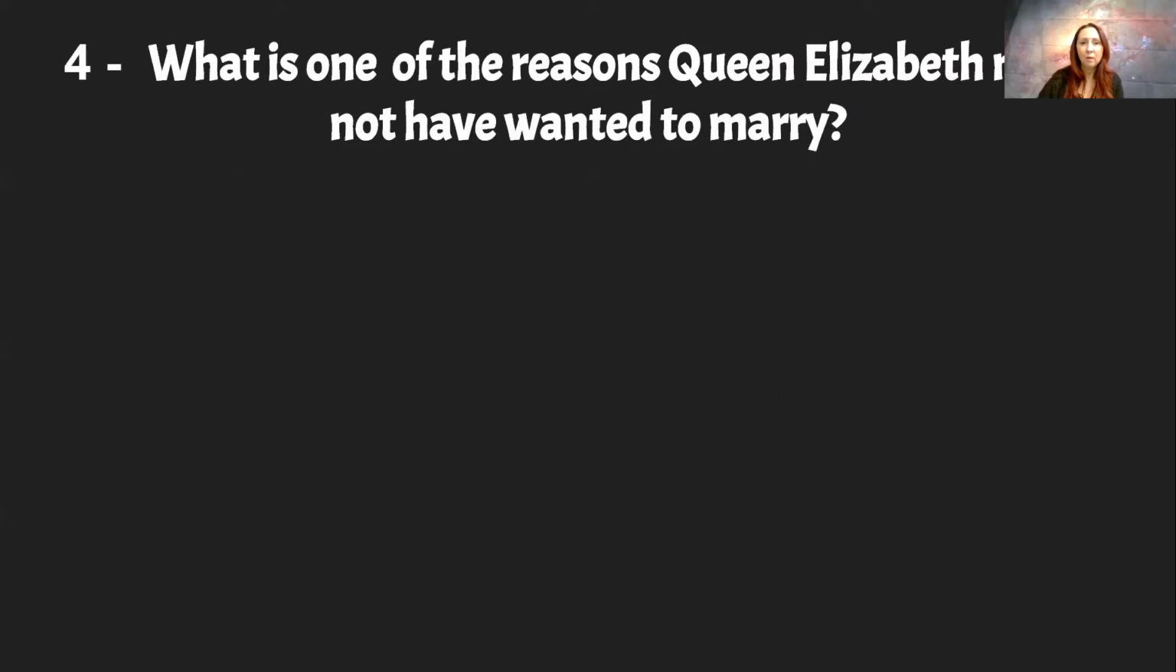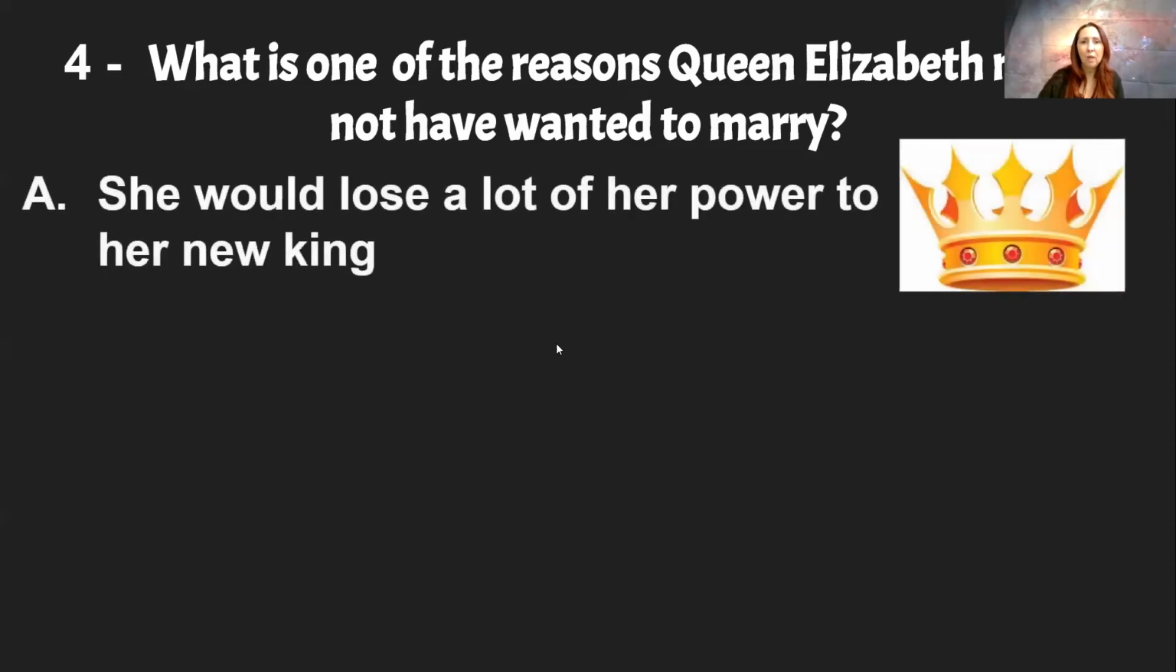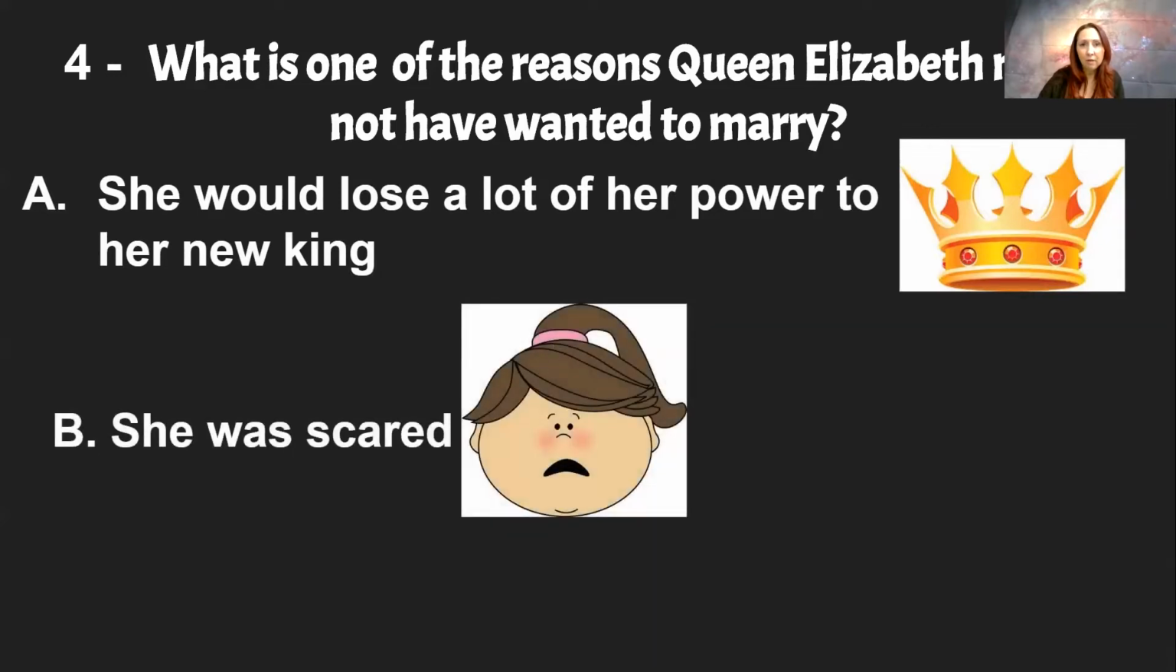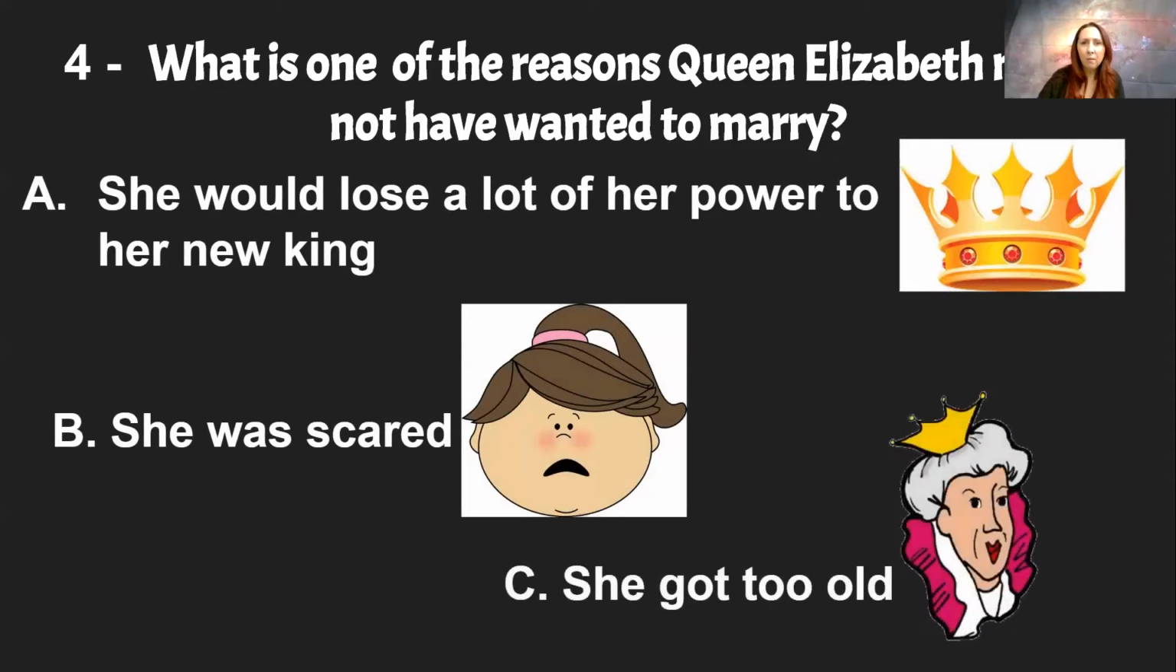Number 4. What is one of the reasons Queen Elizabeth might not have wanted to marry? So we don't really know for sure why she didn't get married, but people have some ideas. She had a lot of people that wanted to marry her, but she never said yes. Do you think it's because she would lose a lot of her power to her new king? That would be A. Do you think she was too scared? That's letter B. Do you think she got too old to get married? That would be the letter C.